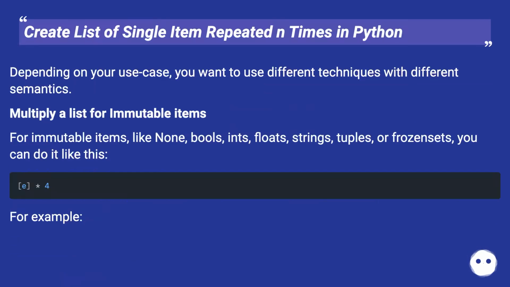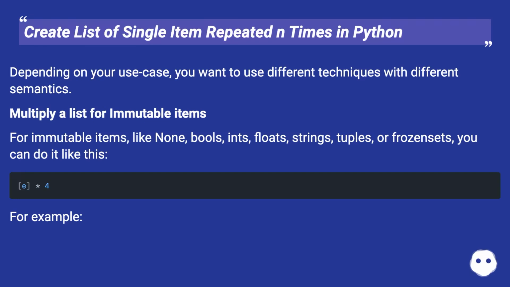Create list of single item repeated n times in Python. Depending on your use case, you want to use different techniques with different semantics. Multiply a list for immutable items. For immutable items, like None, bools, ints, floats, strings, tuples, or frozensets, you can do it like this.